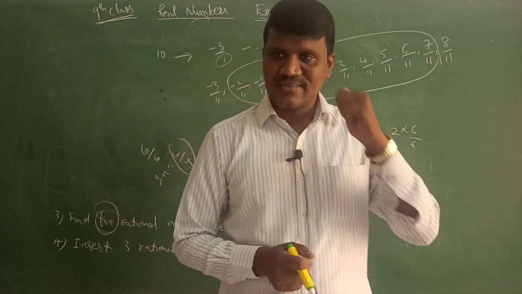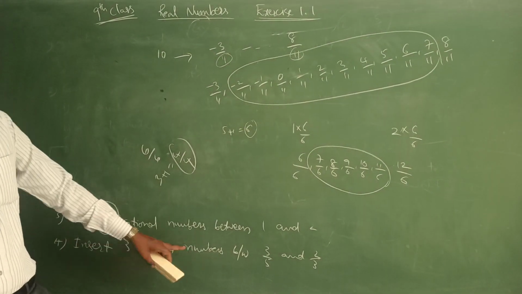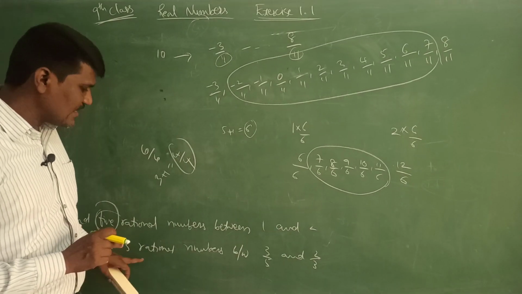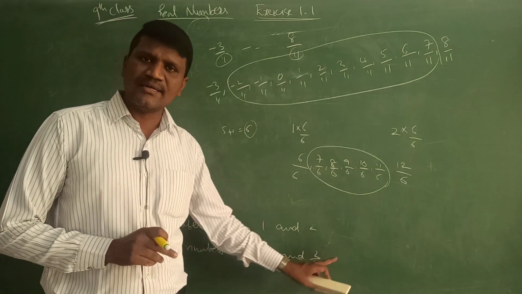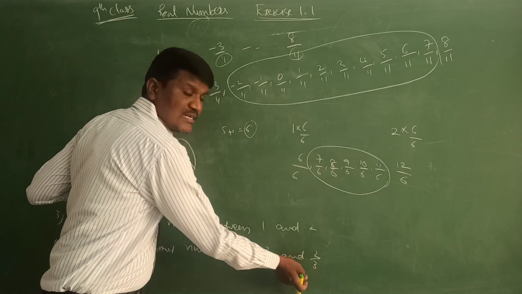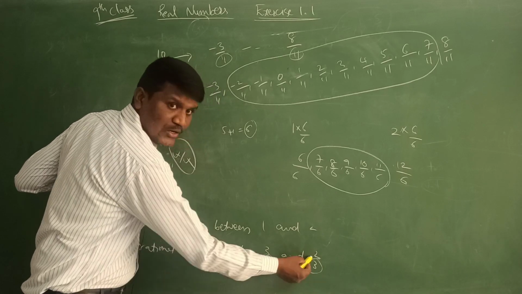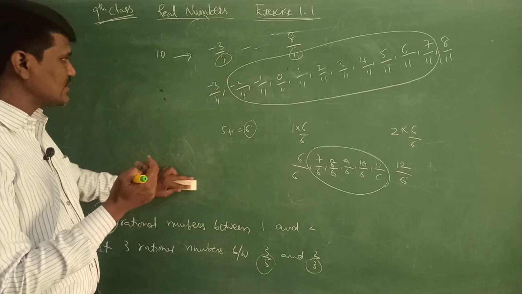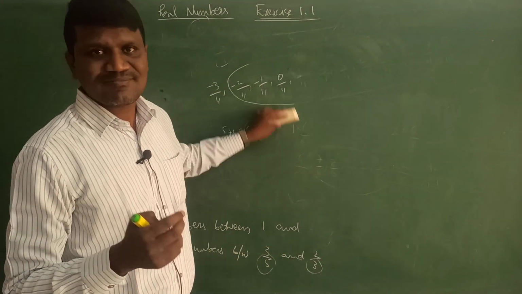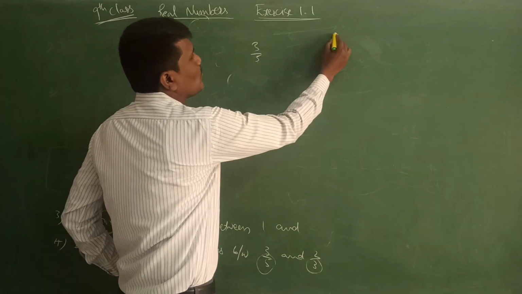Okay, next, the fourth question. Insert 3 rational numbers between 3 by 5 and 2 by 3. So this is an important question. Find 3 rational numbers between 3 by 5 and 2 by 3. So here we have rational numbers, right? Fractions. But here they are unlike fractions, 3 by 5 and 2 by 3. So how to convert unlike to like? Already you know that. How to convert unlike fractions to like fractions? By LCM, right?